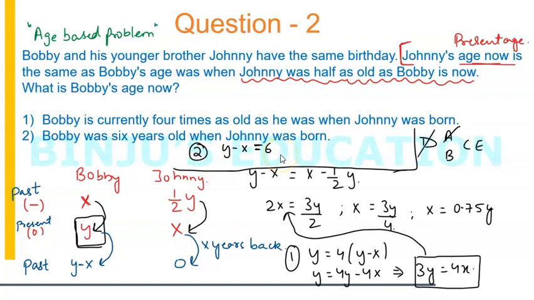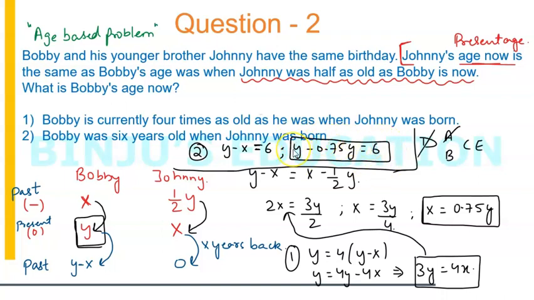Now if y minus x is equal to 6, we already have x is 0.75y. So when I replace x by 0.75y, I get y minus 0.75y is equal to 6. Now can I get a conclusive value of y from here? Yes, I will. That is exactly what we're looking for. So do we have a conclusive answer just by using statement 2 alone? Yes, we do. Hence our answer is simply B.